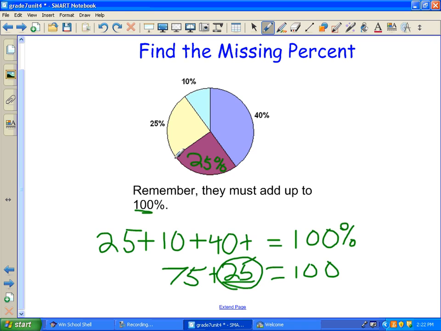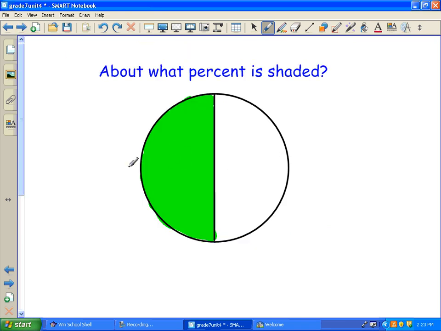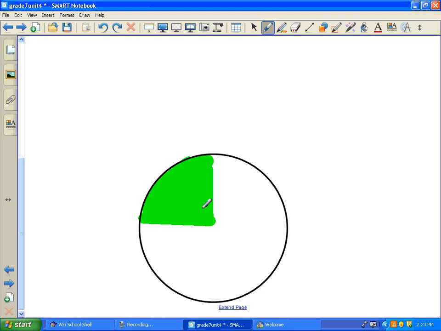And just by looking at it, you can see that this is roughly 25% or 1/4 of my chart. About what percent of this is shaded? Well, if you look at the whole thing is 100, it looks like about half of 100 is shaded. So that would be 50%. Looking at this one, well, if we look at this much is 100 altogether, this much is 50, and this looks to be about half of 50. So half of 50 would be 25%.